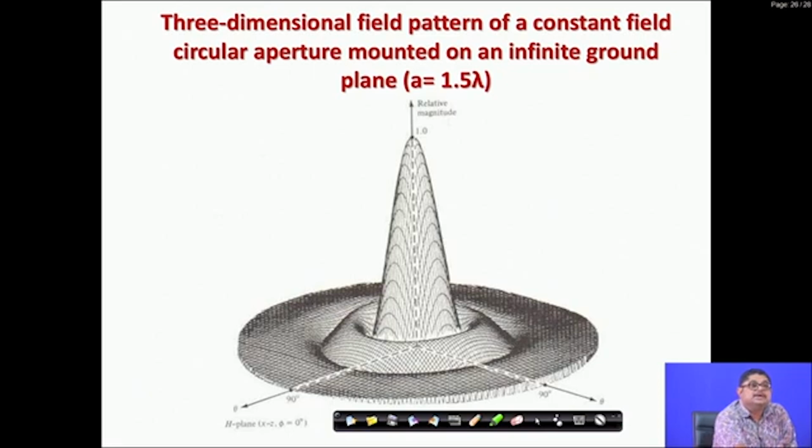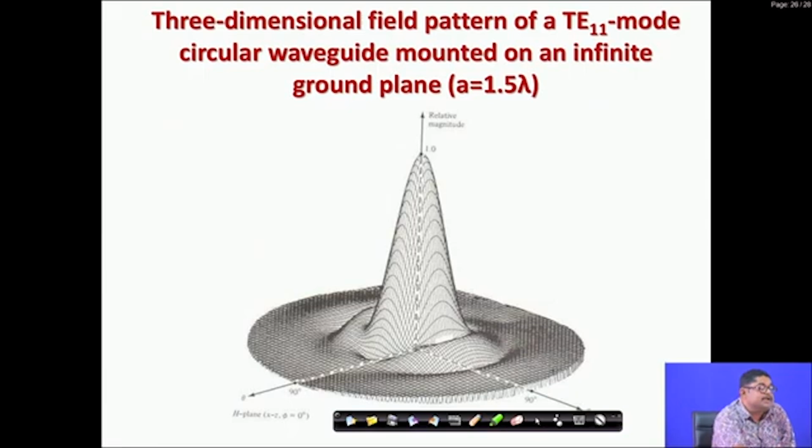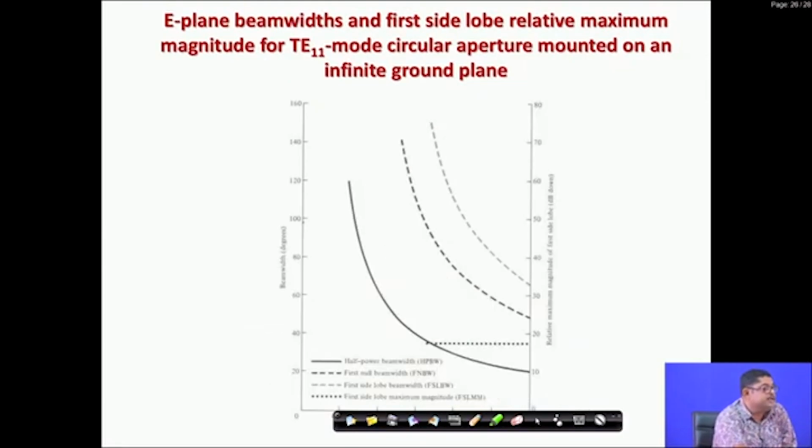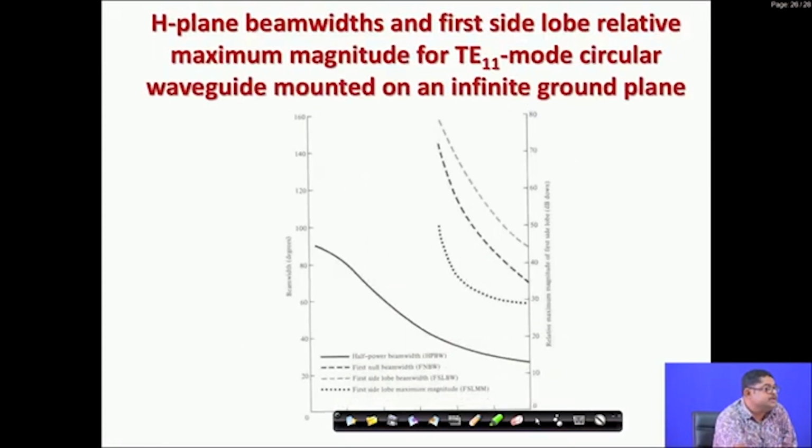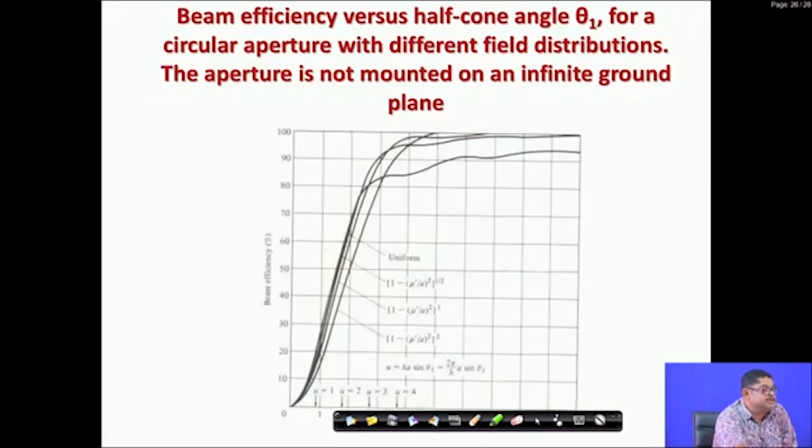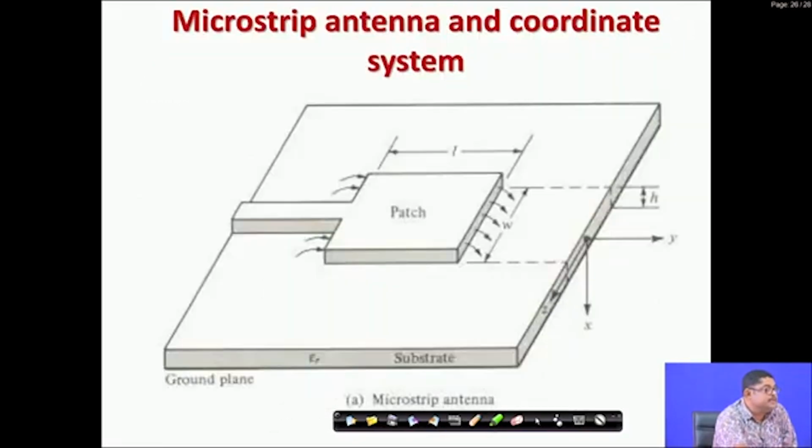Circular waveguide, if you know, you can find that the dominant field is the TE10 mode. This is a constant field. So, constant for that, this becomes the thing. Then in case of a circular waveguide, the TE11 mode is the dominant mode. So, if you have an open-ended circular waveguide, then this becomes the pattern. This is the beam width, H plane beam width, this is beam efficiency, etc.